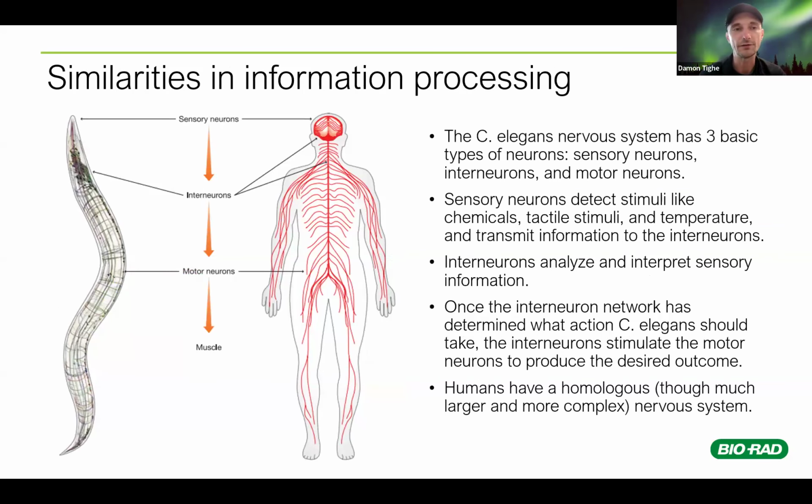Similarities in our nervous system: the worm has sensory neurons, just like we do. They've got interneurons. These are the neurons that take that sensory information and recode it to make sense out of it, and then kick that out to do something about it, i.e. the motor neurons, which then trigger your muscles to do stuff.